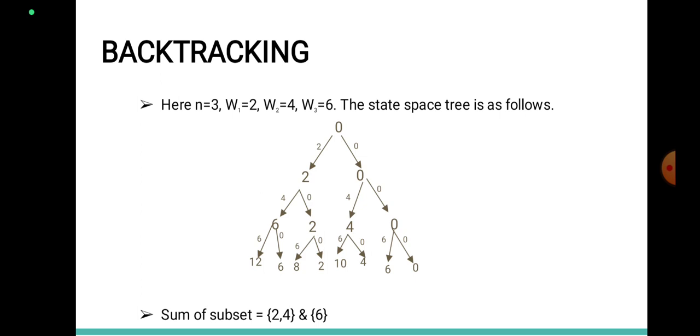So these are the basic design techniques that we use for designing algorithms.